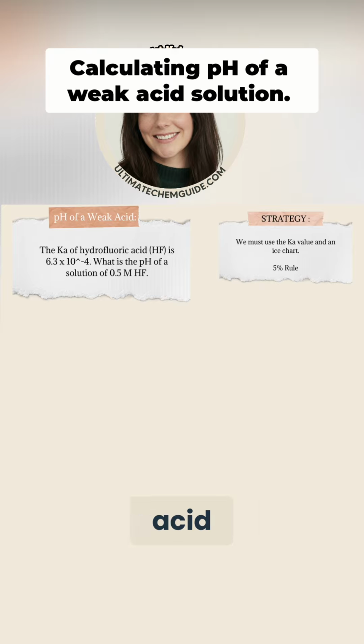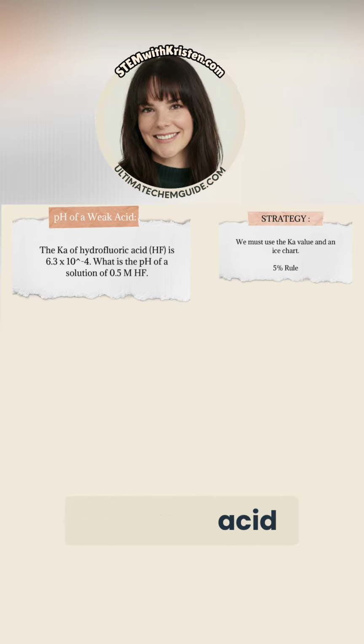Hydrofluoric acid, which is commonly mistaken for a strong acid, is a weak acid, and the Ka for it is 6.3 times 10 to the negative fourth. We want to find the pH of a solution of 0.5 molar HF.